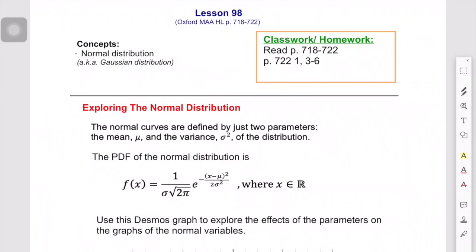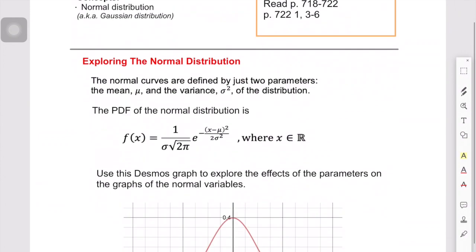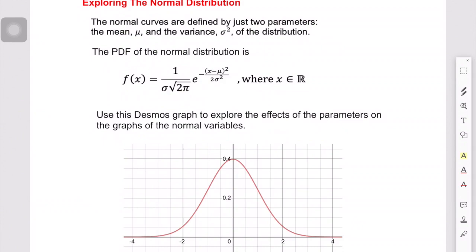Lesson 98, we are going to explore the normal distribution, or more commonly known as the bell curve. So here, the normal curve is defined by just two parameters: the mean, mu, and the variance, sigma squared, of the distribution. So the bell curve actually has a defined function indicated here as f of x equals 1 over sigma square root of 2 pi times e to the power of negative (x minus mu) squared over 2 sigma squared, where x belongs to the real numbers.